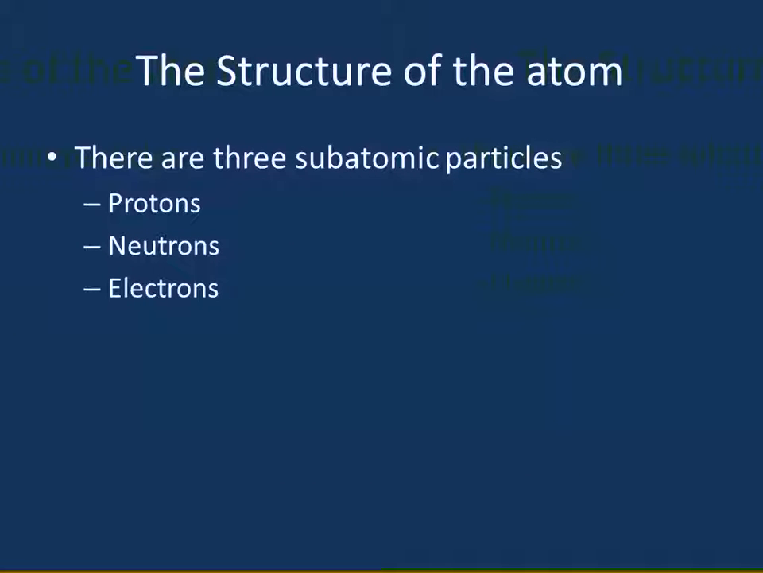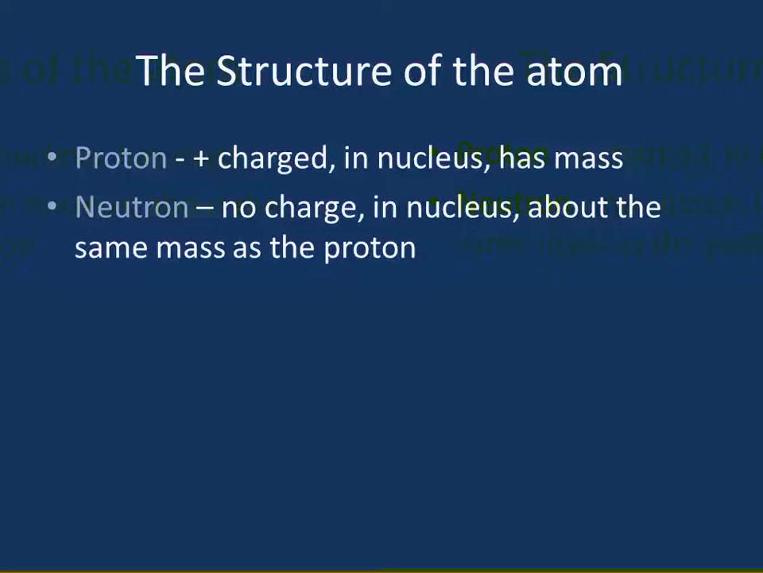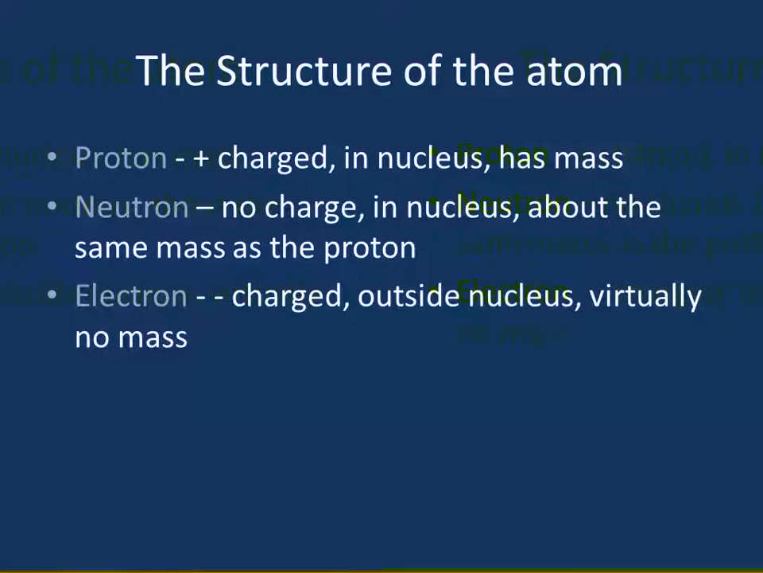We learned in class today that there are three subatomic particles. There's protons, there's neutrons, and there's electrons. And it's really important for us to know the difference between them and what role they play within the atom. A proton is positively charged, it's in the nucleus, and it has mass. The neutron, no charge, it's also in the nucleus, and it's about the same mass as the proton. The electron is negatively charged, outside the nucleus, and has virtually no mass.